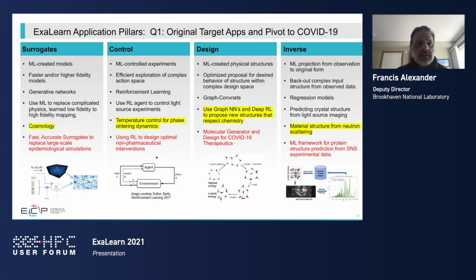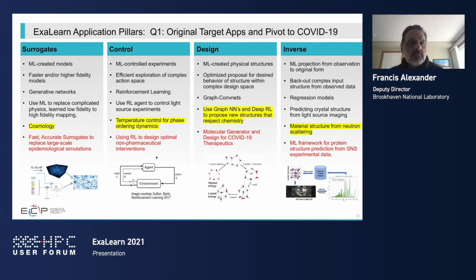So with that slide I showed you before of surrogates, control, design, and inverse, we pivoted from our surrogate work in cosmology to the development of fast and accurate surrogates to replace large-scale, very complex epidemiological simulations. For the control project, which we'd been applying to experimental control of complex systems undergoing phase transitions, we pivoted to designing optimal non-pharmaceutical interventions based on the surrogates that were learned from the large-scale epidemiological simulations.